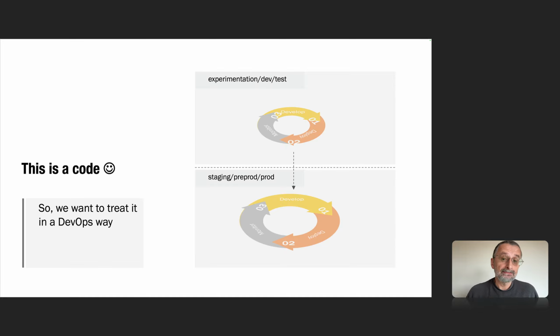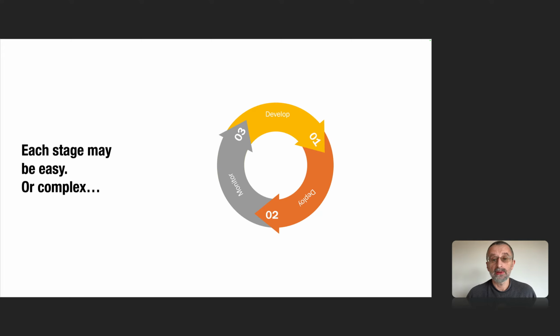Okay, but still, this is code, so we want to treat it in a DevOps way. Yes, we have some experimentation, development, test area, and we have staging, pre-prod or production area. Experimentation and production environments, methods, sometimes teams, procedures, different stuff. So this is a high-level overview of what's going to happen in production with the final model.